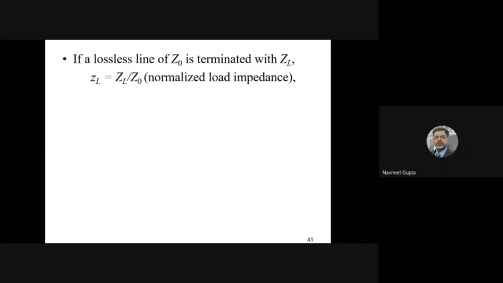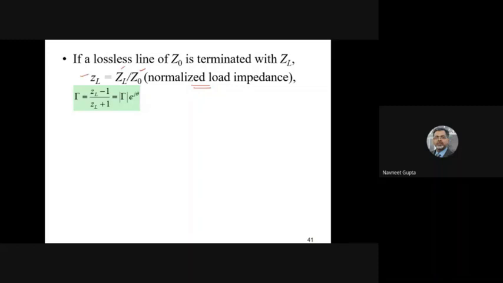Now, assuming that the transmission line is lossless and this is the load ZL. So the first thing is, what is the normalized impedance? The normalized load impedance is the impedance where you divide ZL by Z0. So you can represent it by small zL.